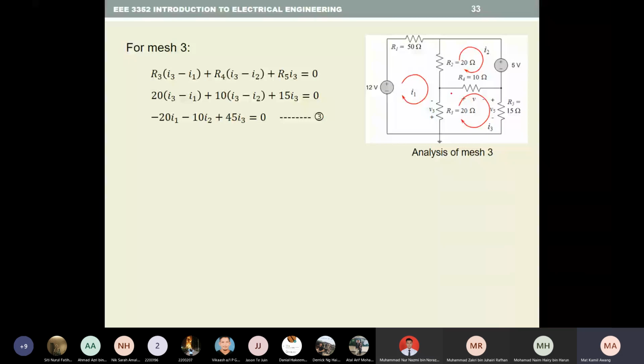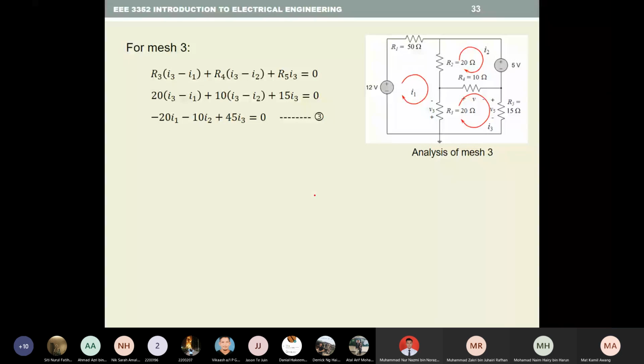Then for mesh 3, so this one, so you have the R3 times I3 minus I1 plus R4 times I3 minus I2 plus R5 times I3 equal to 0. Substitute the value of R3, R4, and R5 into the equation. So you get 20 I3 minus I1 plus 10 I3 minus I2 plus 15 I3 equal to 0. So therefore, the third equation that you have is minus 20 I1 minus 10 I2 plus 45 I3 equal to 0. Now you have 3 equations with 3 unknowns.